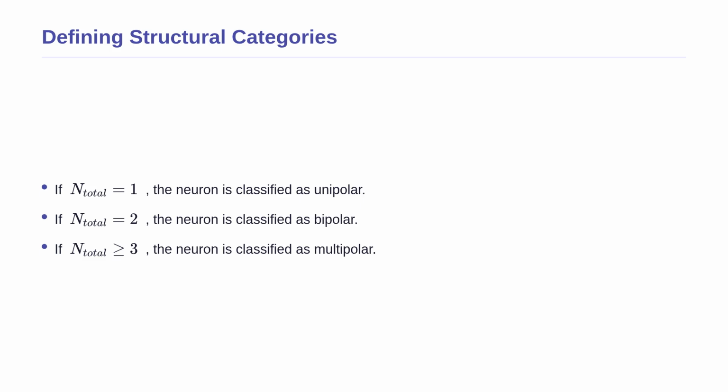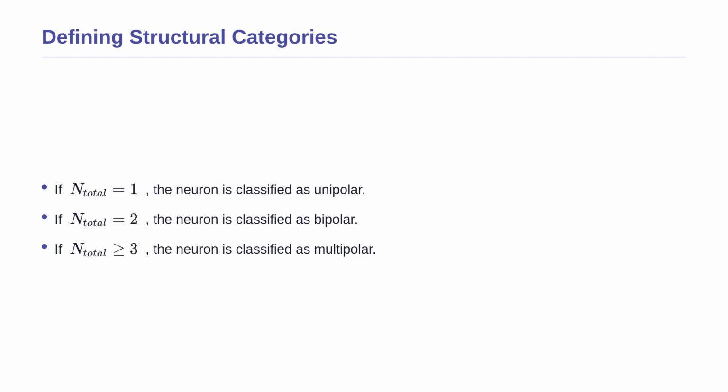Now that we have our mathematical formula for counting neurites, let us establish the rules for categorizing them. Based on the final value of N total, we classify the neuron into specific structural categories. If N total equals exactly 1, the neuron is classified as unipolar. If N total equals exactly 2, it is classified as a bipolar neuron. And if N total is greater than or equal to 3, it is classified as a multipolar neuron.